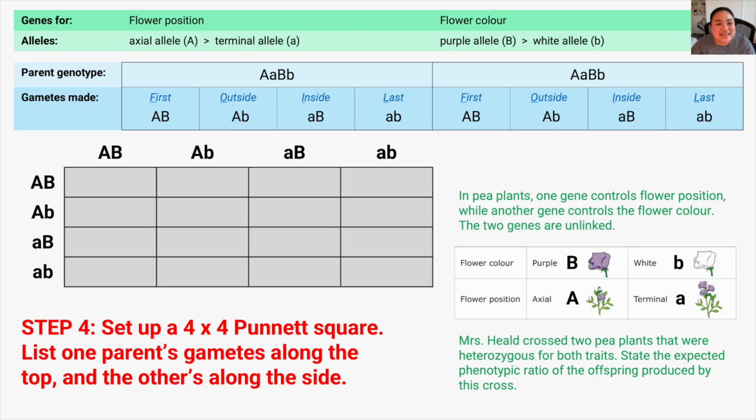Step 4. Set up a 4x4 Punnett square. List one parent's gametes along the top and the other parent's gametes along the side. Remember, these gametes have just come from these boxes that we just did for step 3.